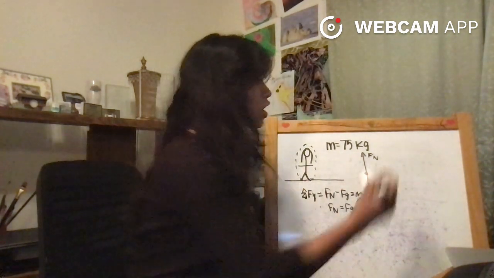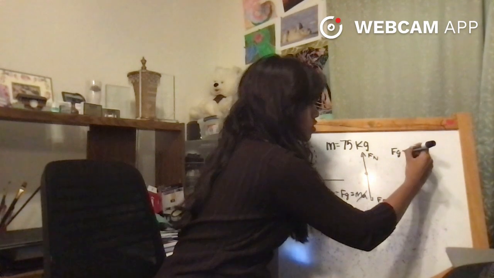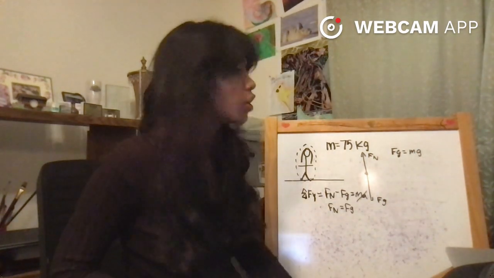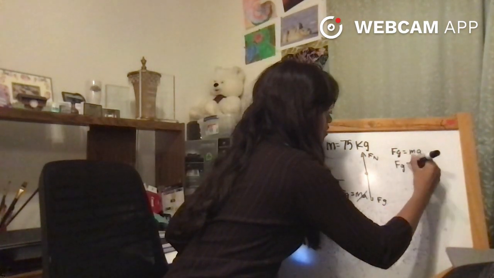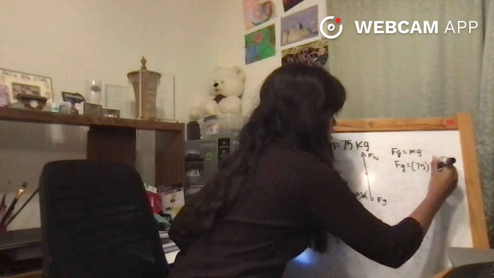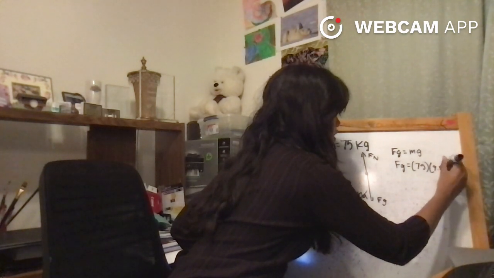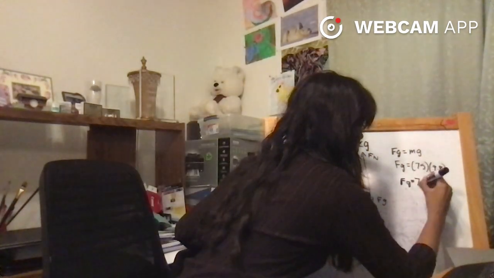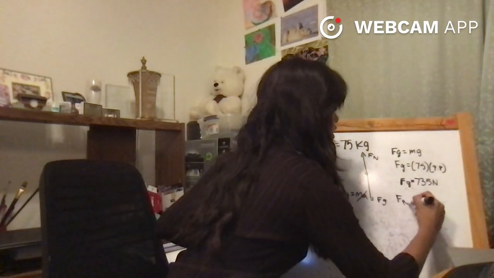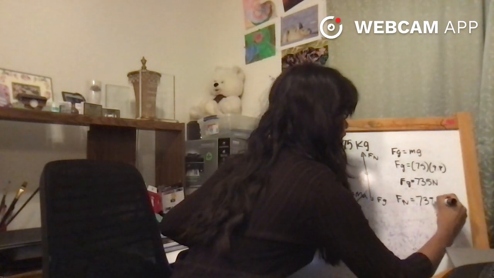How do we solve that? Well, we know that F_g is equal to mass times gravitational acceleration, which on Earth will always be 9.8 meters per second squared. Then we can calculate F_g equals 75 times 9.8, which is 735 newtons. Then we can say that F_N is equal to 735 newtons.